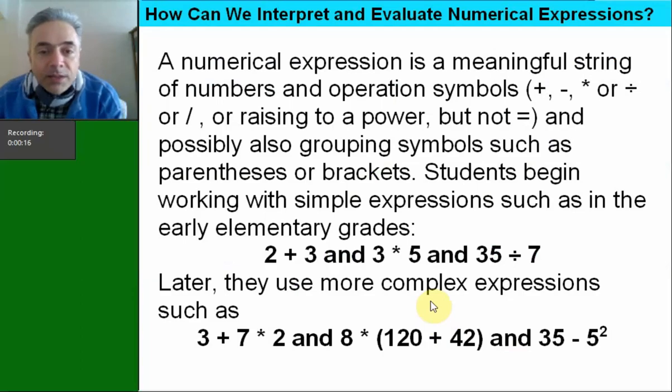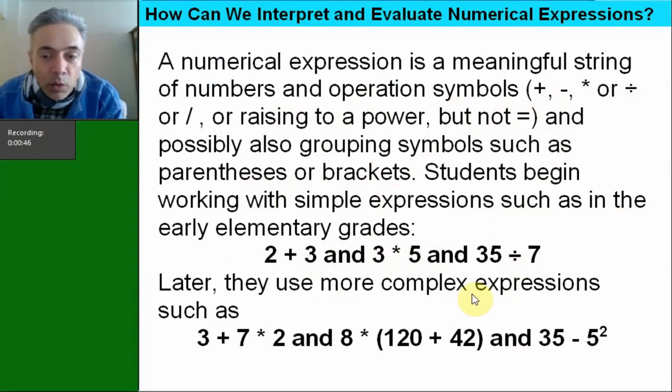A numerical expression is a meaningful string of numbers and operation symbols like plus, minus, multiplication or division, or raising to a power, but not equal, and possibly also grouping symbols such as parentheses and brackets. Students begin working with simple expressions in the elementary grades, like 2 plus 3, 3 times 5, 35 divided by 7.